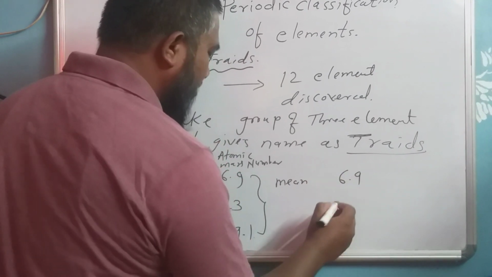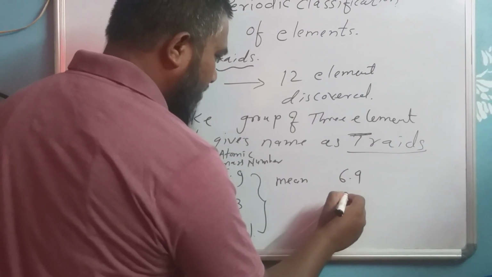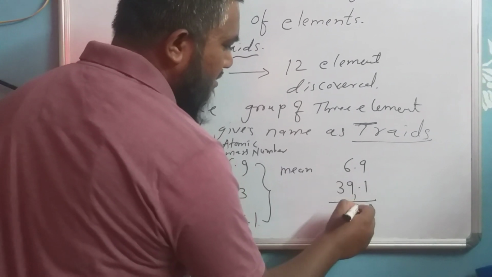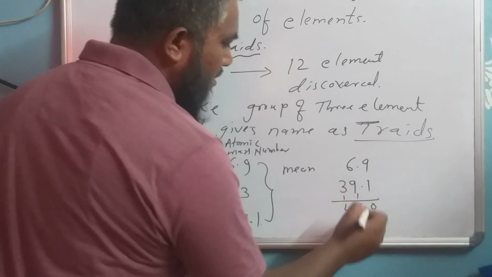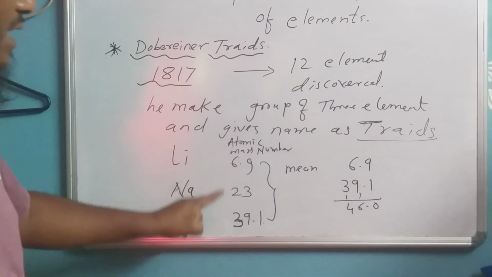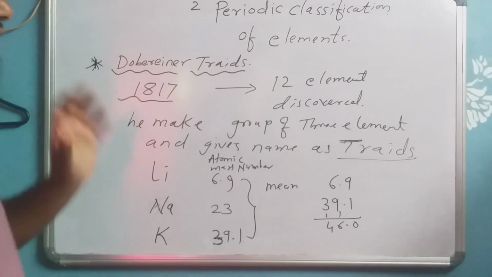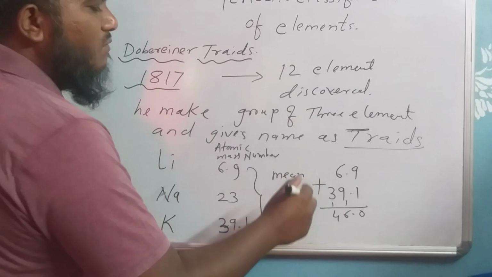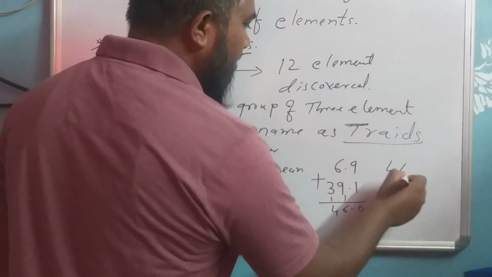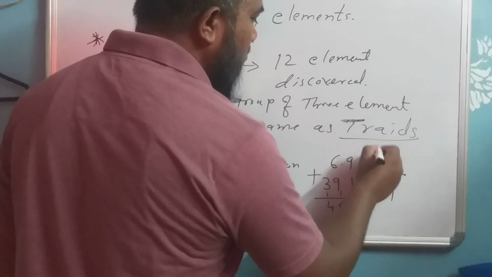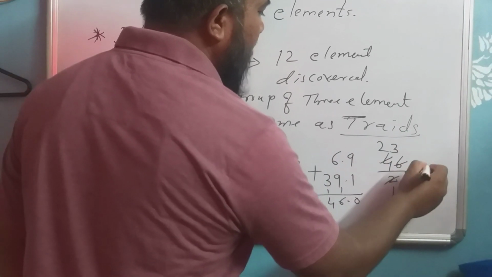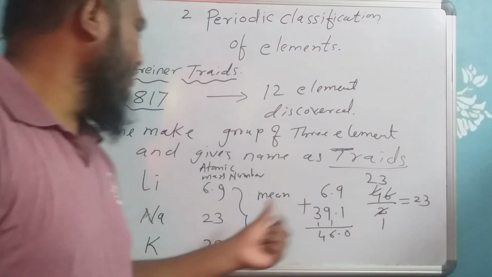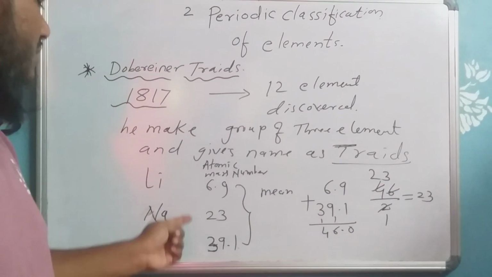He has taken the mean just like this. When we add these two numbers, 6.9 plus 39.1, we get 46. 46 is the answer. To find the mean, we add two numbers and then divide by 2. 46 divided by 2: 2 ones are 2, 2 twos are 4, 2 threes are 6. The answer is 23. Now 23 is approximately the atomic mass of sodium.